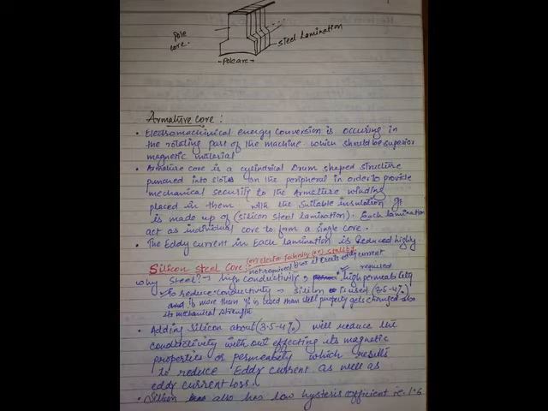So generally we will be studying all the cores are made up of silicon steel laminations. Laminations are to reduce eddy currents. Adding silicon to steel reduces eddy currents as well as hysteresis loss.